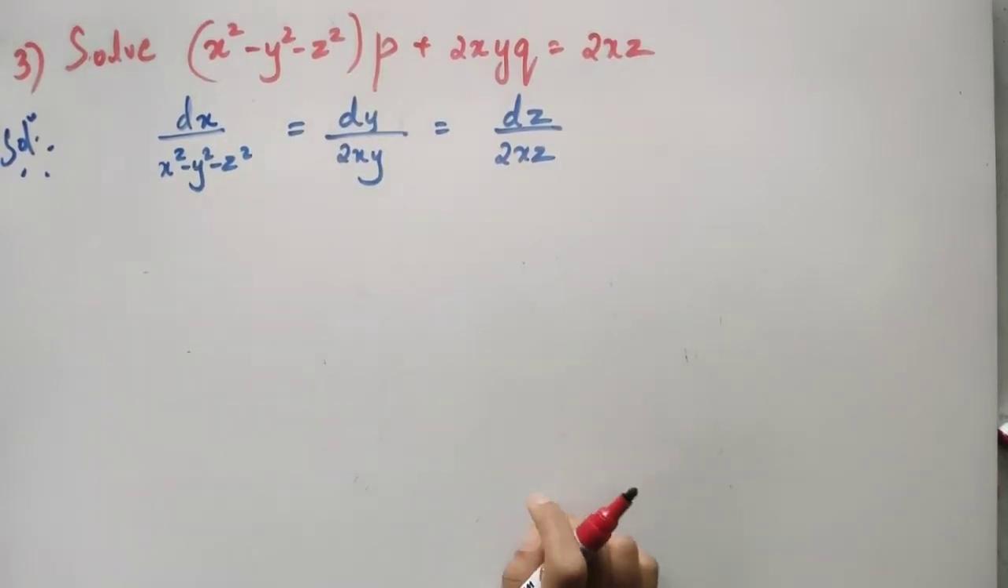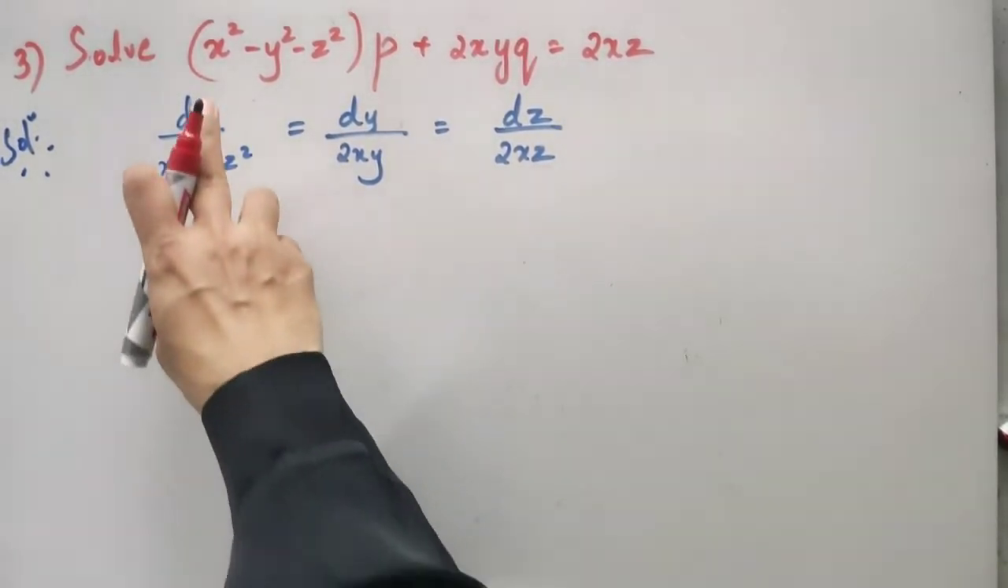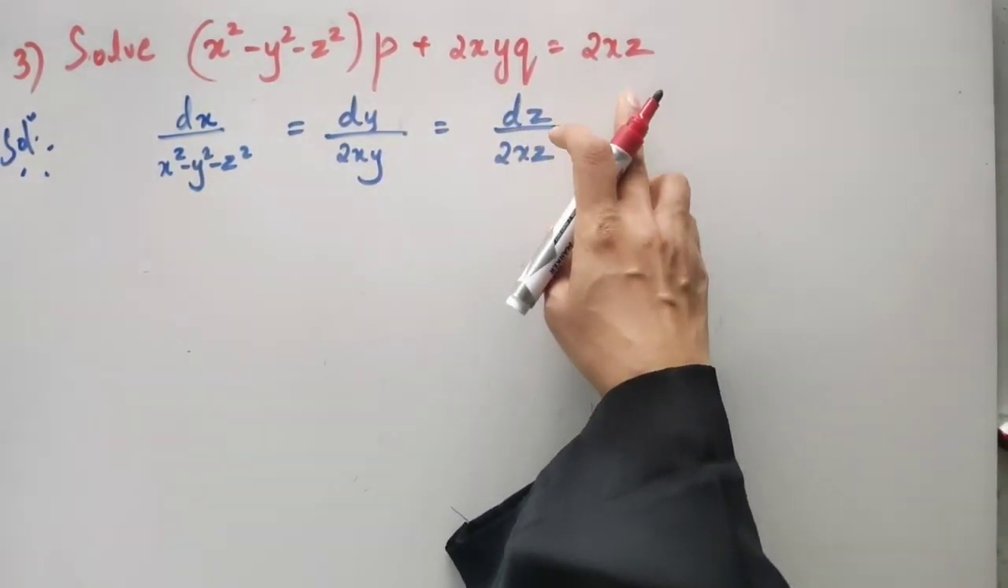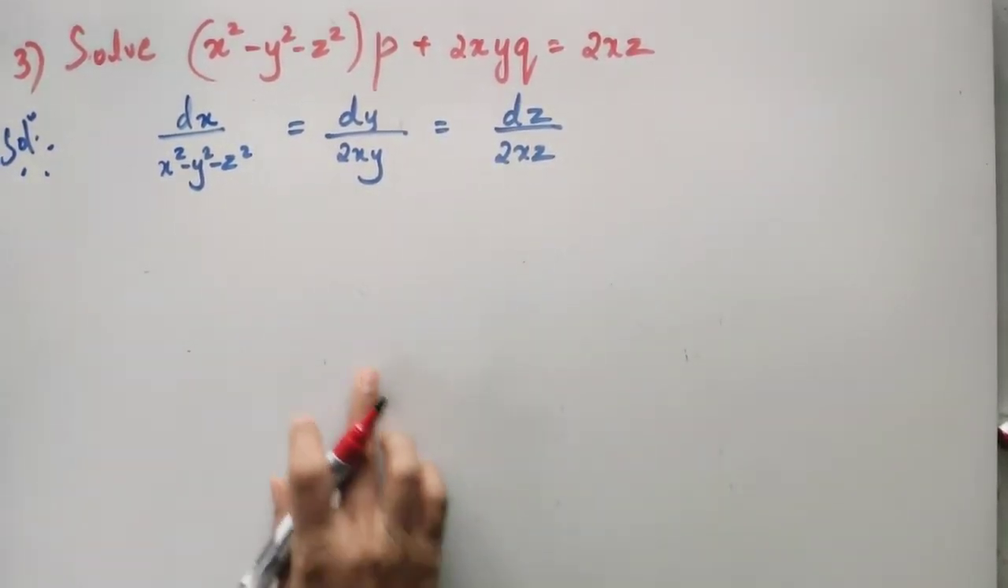Hello students, now let's continue with one more problem on linear differential equations, or Lagrange's linear differential equations. Here is our problem: (x² − y² − z²)p + 2xyq = 2xz. Okay, to solve this I have directly written the subsidiary equations.